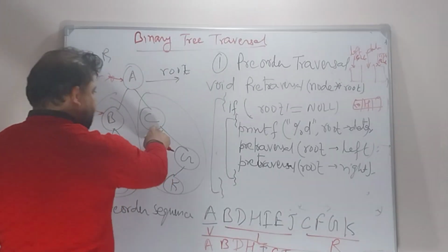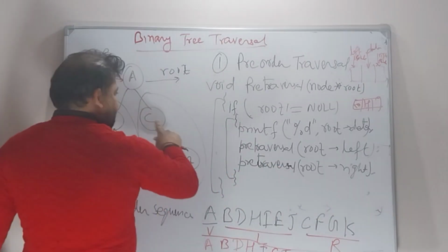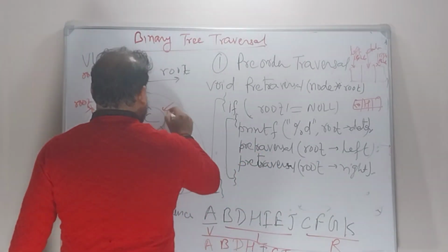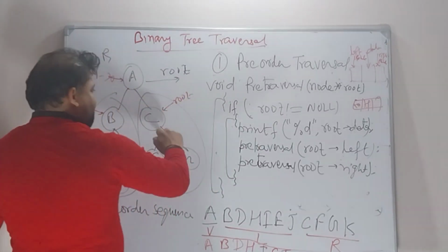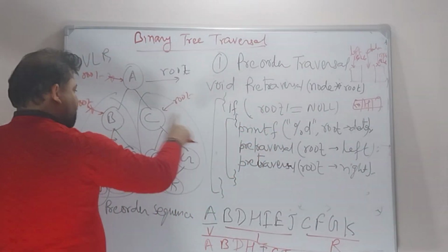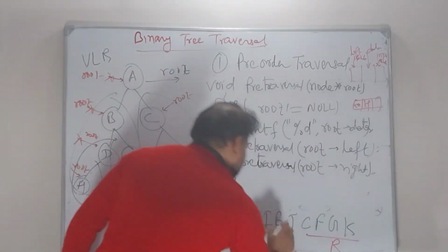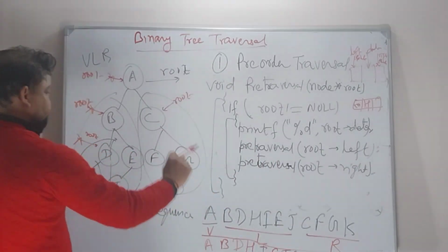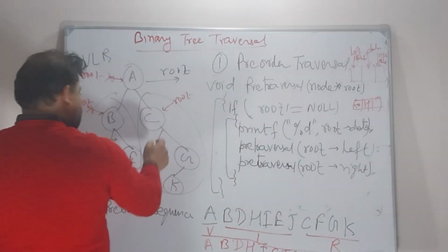So in the case of root right, it will check whether this C will be there. Now the root will be over here. So this root will go and check whether root is equal to null. It is not null. So what exactly will happen? This C will be printed, and after that it will go for the root left.